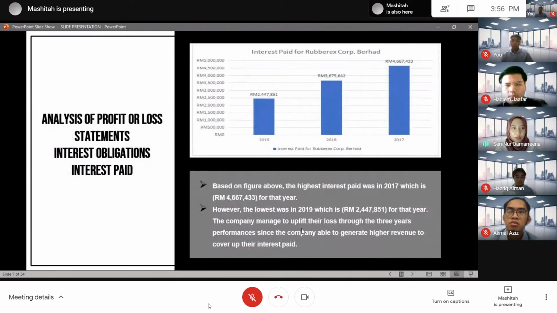So moving on to the analysis of the profit or loss statement, this slide consists of interest obligation. Based on the figure above, the highest interest paid was in 2017, which is negative 4.667 million for the year. However, the lowest was in 2019, which is negative 2.447 million for the year. The company managed to uplift their loss through the 3 years of performance, since the company was able to generate high revenue to cover up their interest paid.